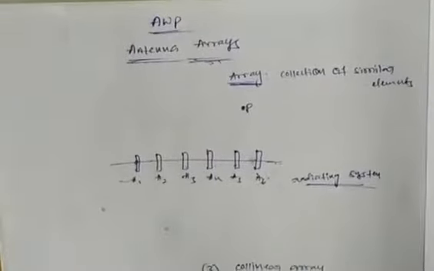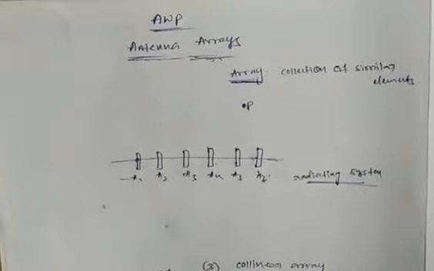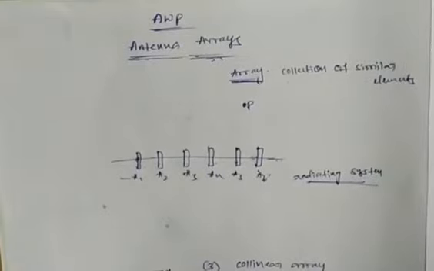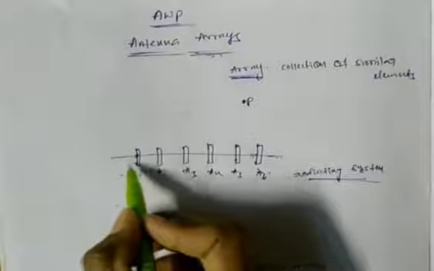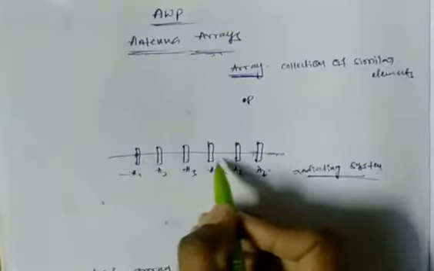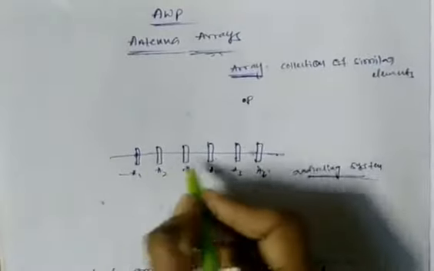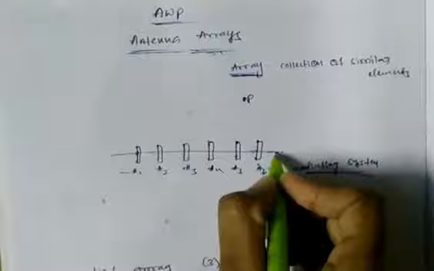Before discussing antenna arrays, first we have to see what an array is. We already know an array is nothing but a collection or group of similar elements. Like that, an antenna array is nothing but a group of similar antennas. See here, this one is the antenna array. In this antenna array we are using a number of antennas, a collection of antennas.